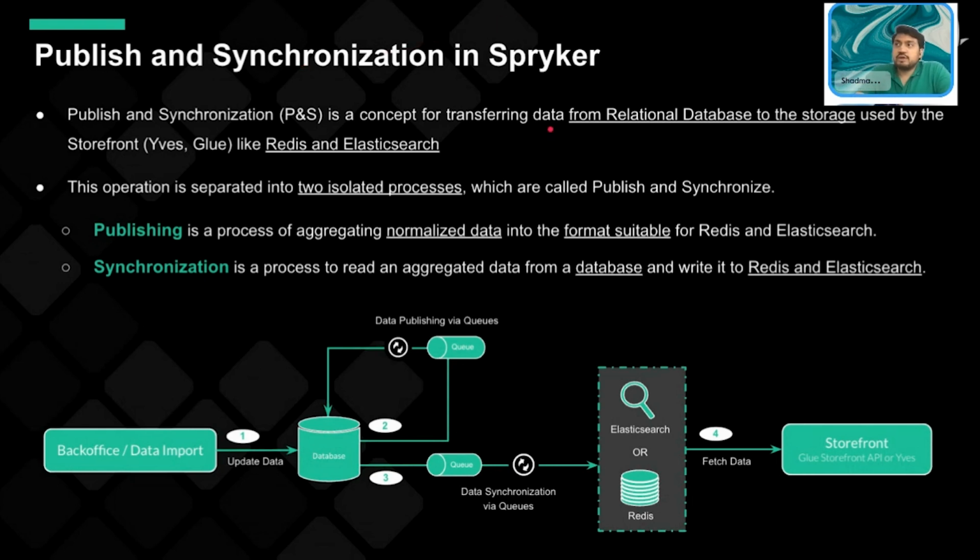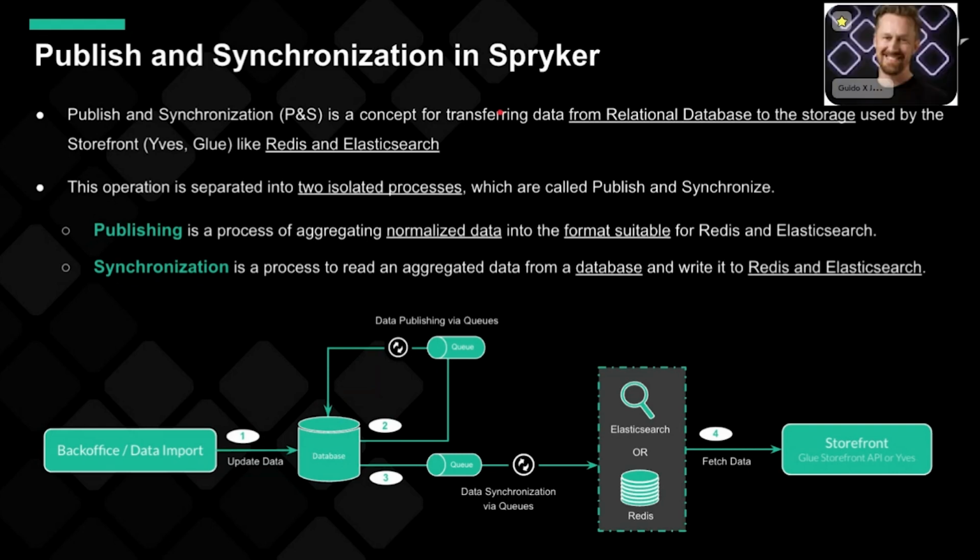The first thing, which is very important to understand, is that we have two main parts, the backend as well as the front end. On the front end side, we are using Yves and Glue APIs as interfaces you can use to integrate any other application. For that purpose, we are not hitting our database directly. We are using Redis and Elasticsearch instead. But for back office operations, for backend operations, we directly use the relational database.